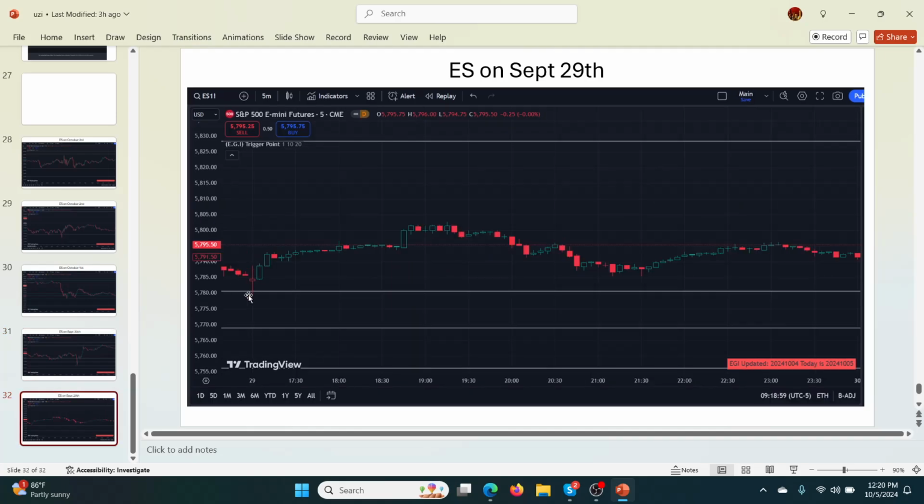So the first of the day was this one right here. You can see this was September 29th, so 5 days ago. And we got a nice bounce. It really just wicked to the level right here and then bounced all the way up. Pretty nice. So that's 5 days of data on ES.